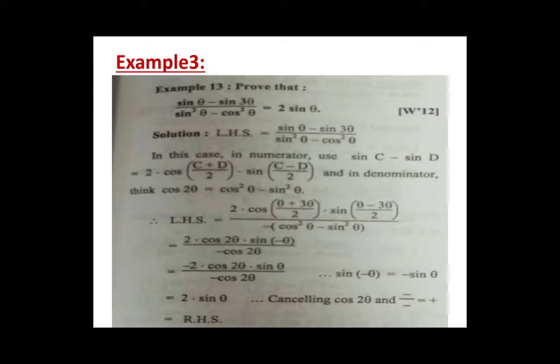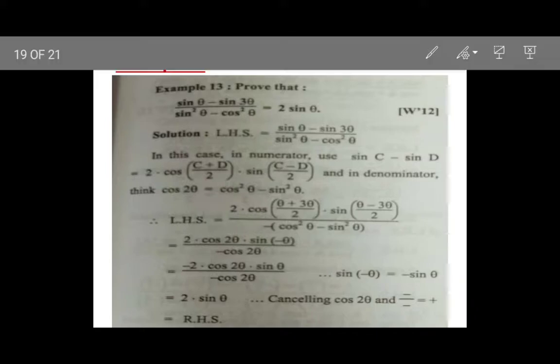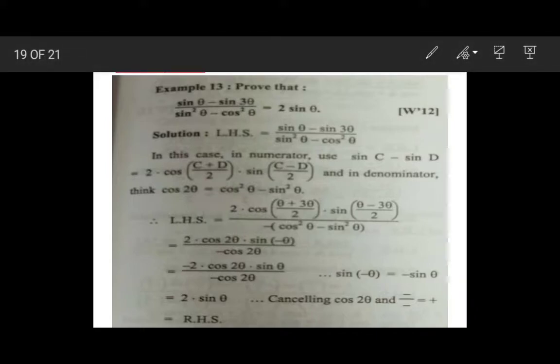Now let's see one more example. Again the question is: prove that cos 2a... this is the repeated question, let me check. Yes, it is the same question. So the next question is this: prove that sin theta minus sin 3 theta upon sin square theta minus cos square theta is equal to 2 sin theta.